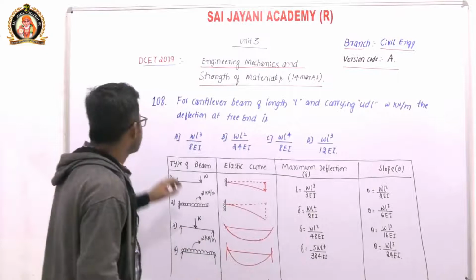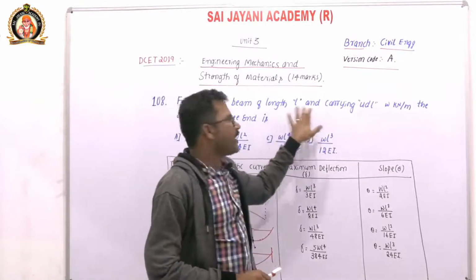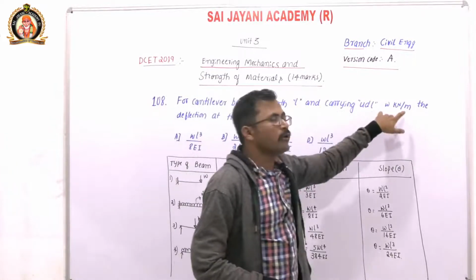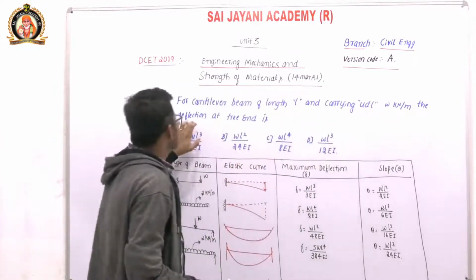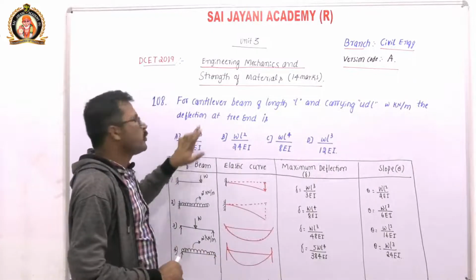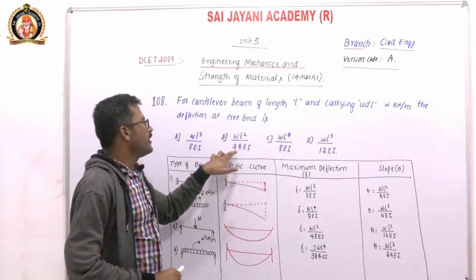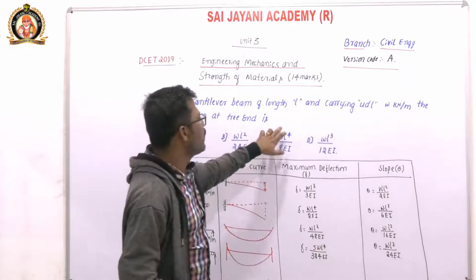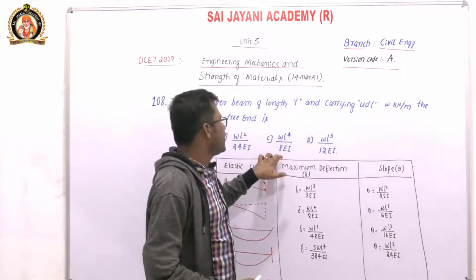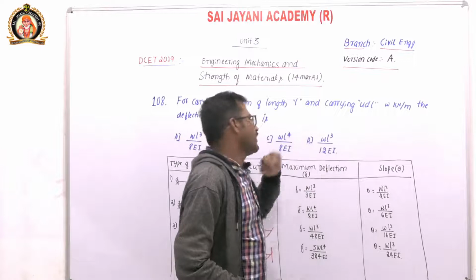So next question, question number 108. For a cantilever beam of length L and carrying UDL W kilonewton per meter, the deflection at free end is. Option A, WL cube divided by 8EI, option B, WL square by 24EI, option C, WL to the power 4 divided by 8EI, and option D, WL cube divided by 12EI.